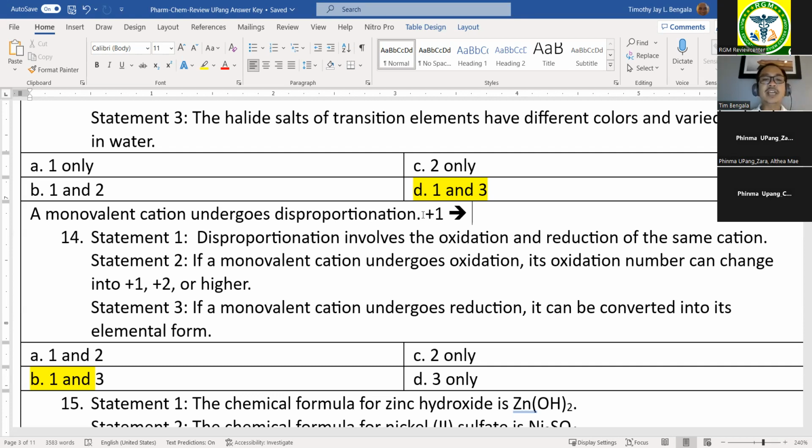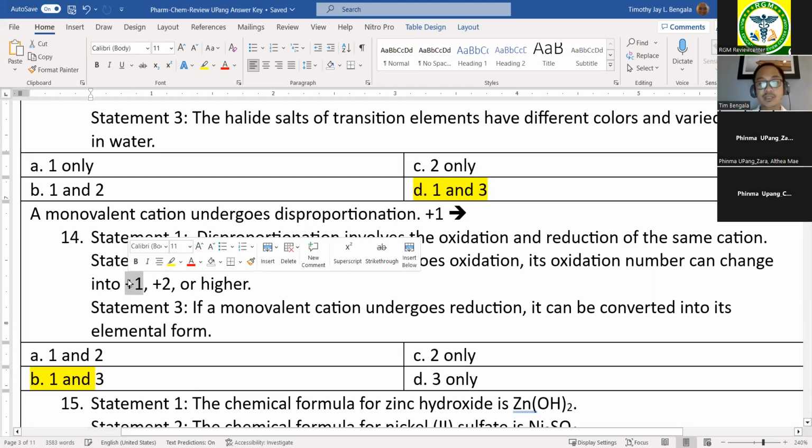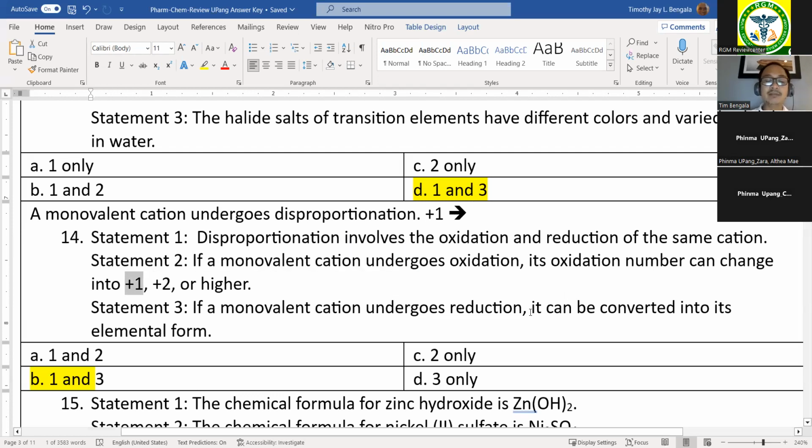So, sagutin natin yung number 1. Statement number 1, disproportionation involves oxidation and reduction of the same cation. So that is correct. So yung definition ng disproportionation, statement number 2. If a monovalent cation undergoes oxidation, its oxidation number can change into +1, +2, or higher. So, ang nagpamali sa statement natin dito is yung pagkakaroon ng +1. If I remove this, then the statement is correct. Kasi hindi naman pwedeng maging +1 to +1 ulit siya. Okay, so kailangan from +2 or higher.